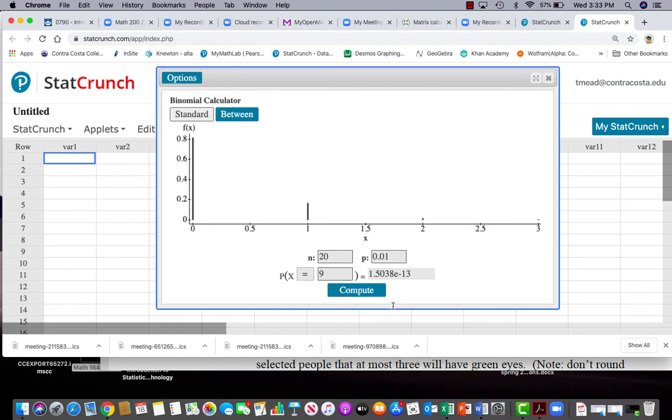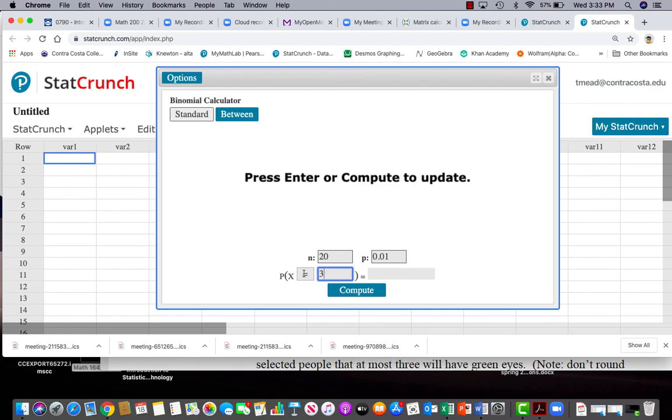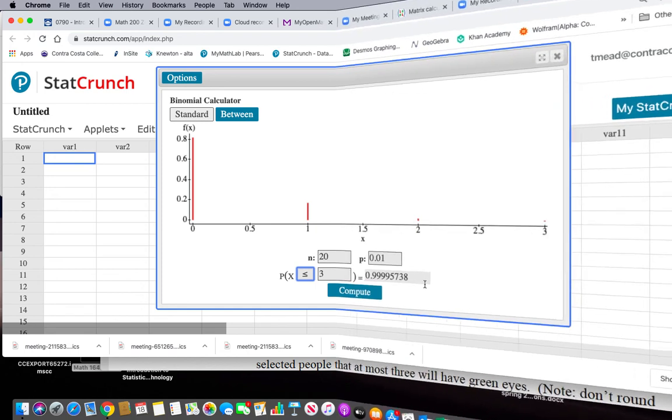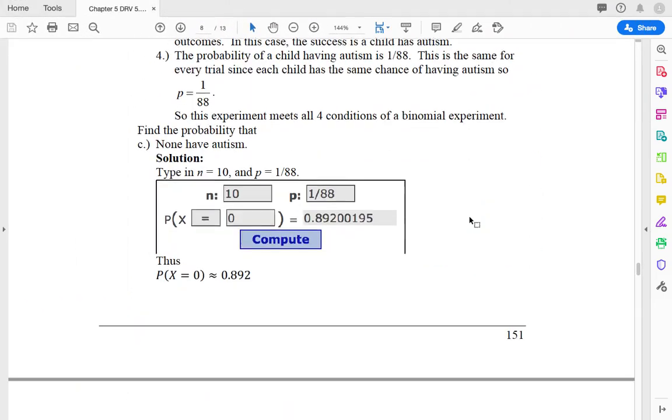And I think the last question was at most 3. At most 3 means you could be 3 or 2, or you could be 1, or you could be 0. So we're going to say at most 3, change the 9 to a 3, and at most 3 is the same as less than or equal to 3, and then we compute that, and it's 0.999957. So it's highly likely that you would have at most 3 people that had green eyes in this binomial experiment.